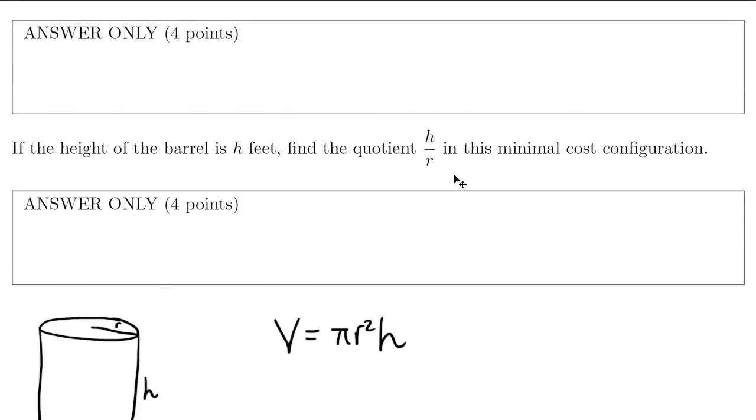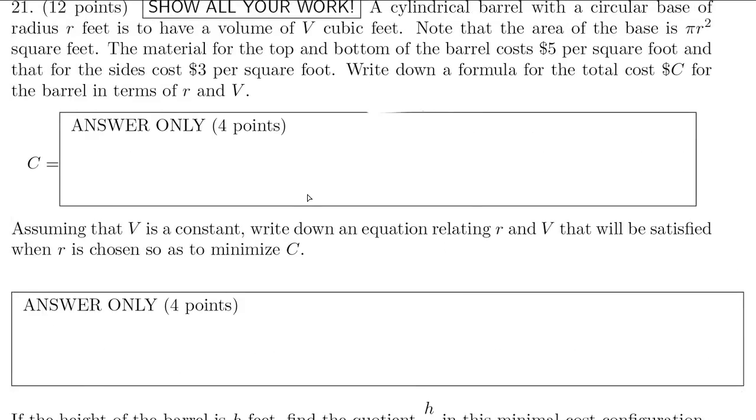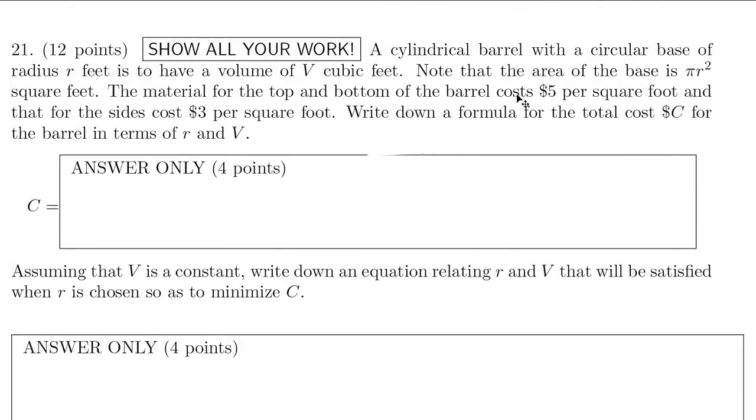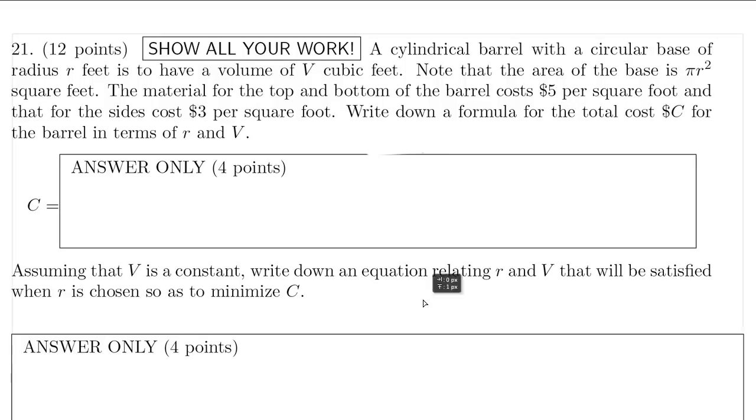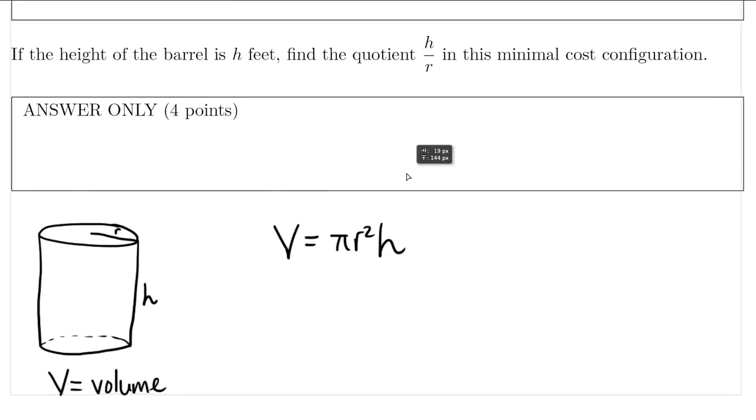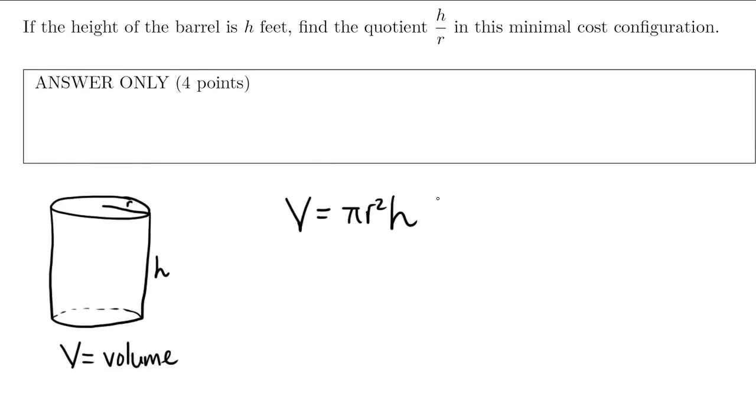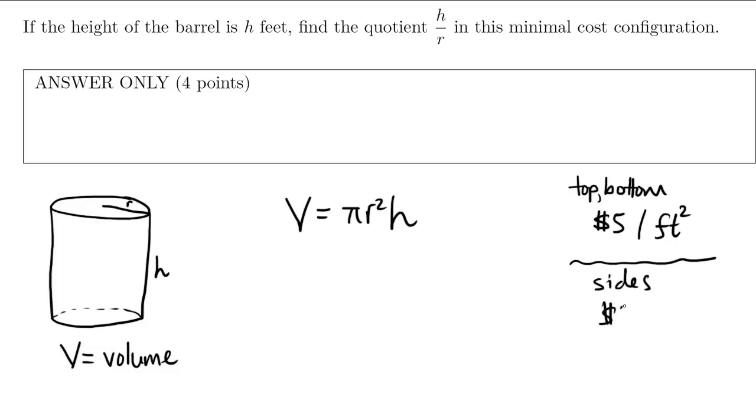So now what are we asked to do here? Write down a formula for the cost. Okay, let's write down this information. We know that the top and bottom cost $5, and the sides cost $3. So the top and bottom, it's $5 per square foot. And then for the sides, it's $3 per square foot.